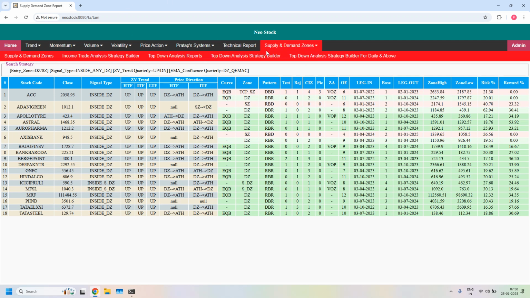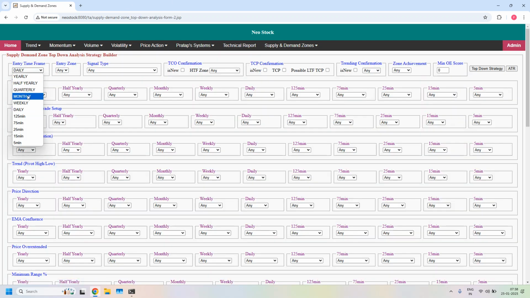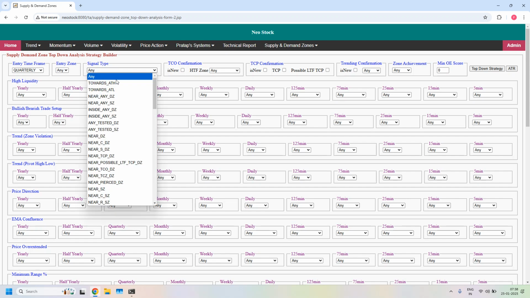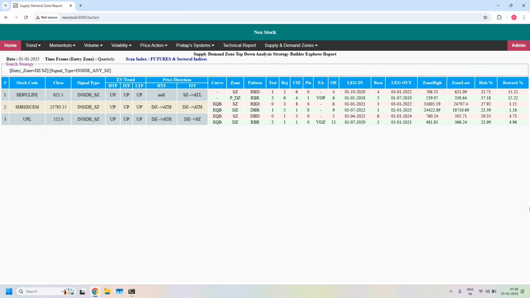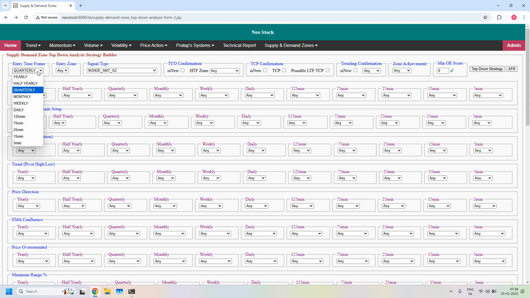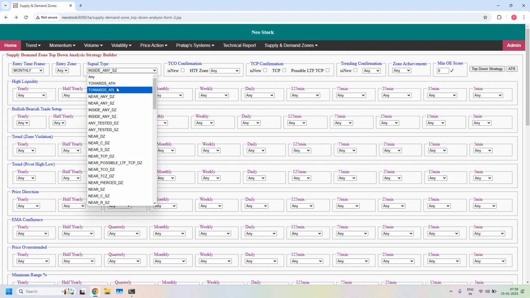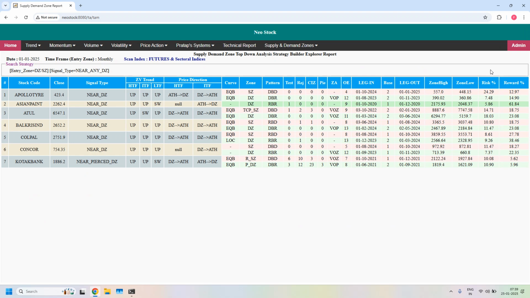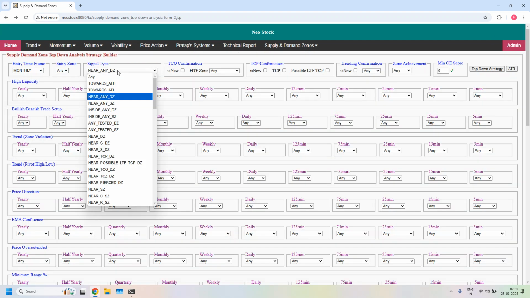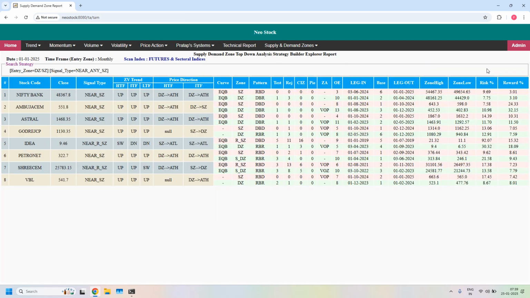Okay, next, quarterly time frame. Price closed inside the quarterly supply zone. We got 3 stocks. Okay, next time frame is monthly. Stocks near monthly demand zone. We got 7 stocks. Next monthly time frame, stocks near monthly supply zone. We got 8 stocks.